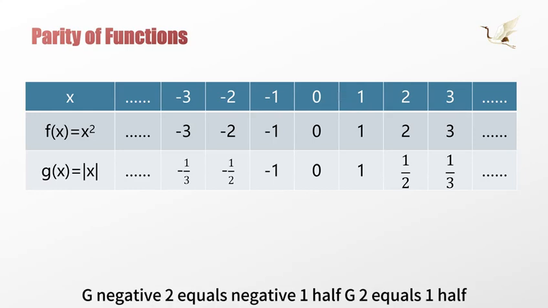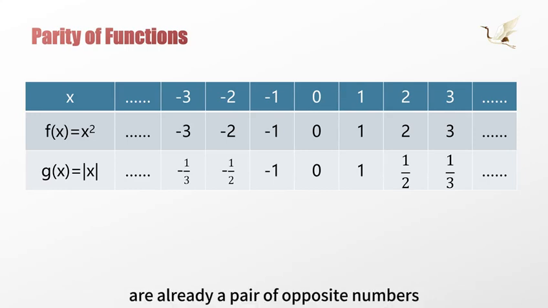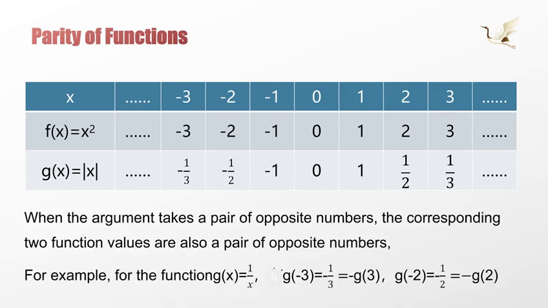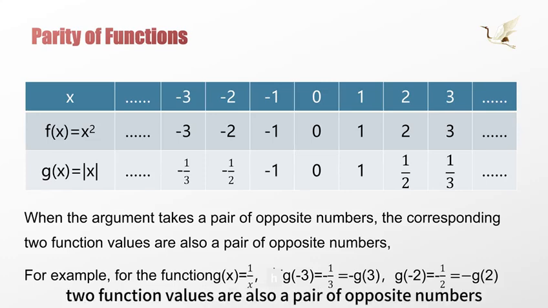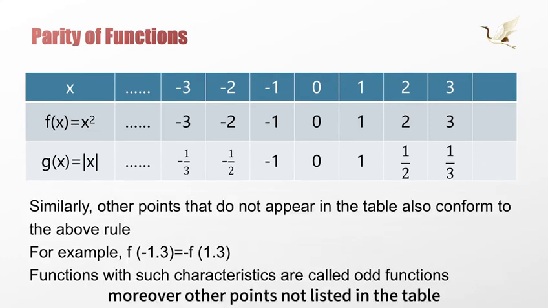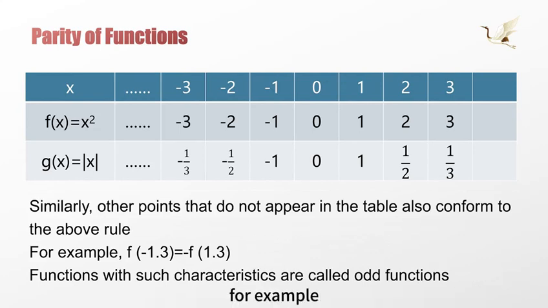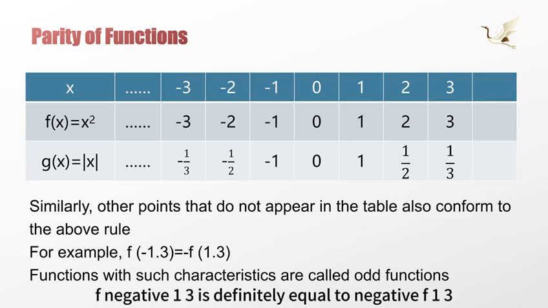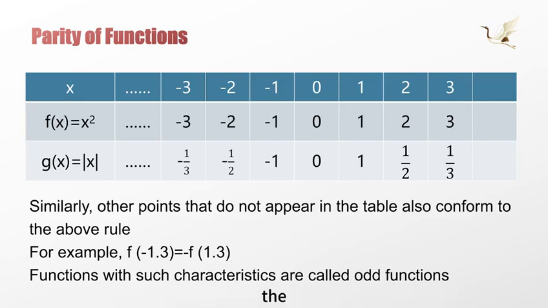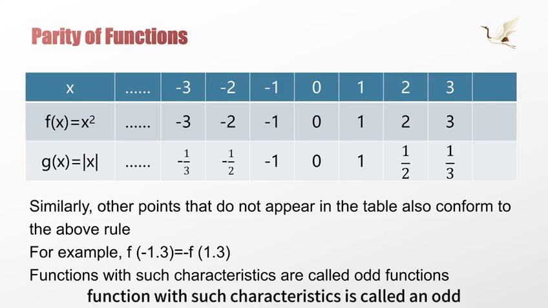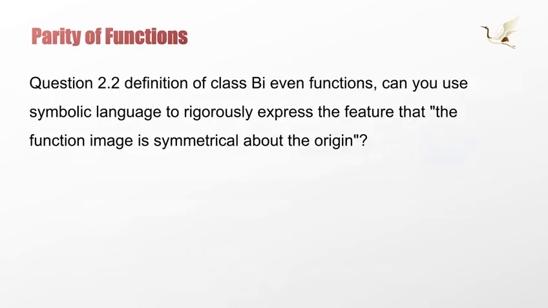g(-2) equals -1/2, g(2) equals 1/2, and these two function values are also a pair of opposite numbers. We found that when the independent variable takes a pair of opposite numbers, the corresponding two function values are also a pair of opposite numbers. Moreover, other points not listed in the table must also have this property. For example, f(-1.3) is definitely equal to -f(1.3). The function with such characteristics is called an odd function.